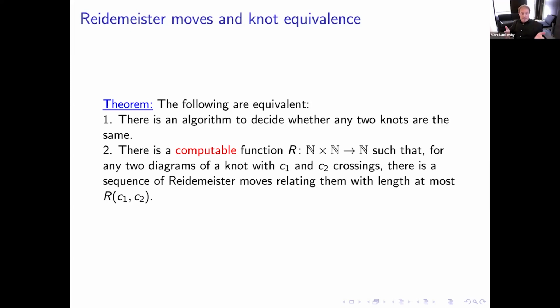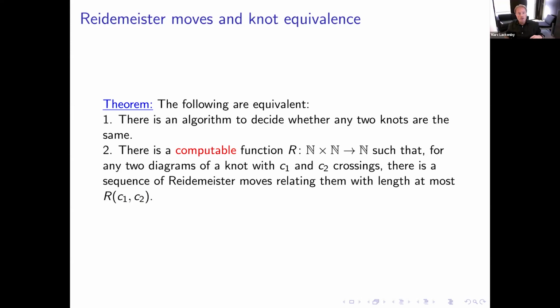Okay, so to see this is not very hard, right? So let's just see why 2 implies 1. Suppose I have my computable function. Well, that gives me an a priori upper bound on the number of Reidemeister moves I need, given two diagrams. So if I've got two diagrams and I don't know whether they're the same knot or not, well, just like before, I can keep on applying Reidemeister moves to one of them, and eventually I'll either hit the other one if they're the same knot, or by the time I've done this many Reidemeister moves, R of C1, C2, I still haven't got the second diagram, and by this result, I know they're different.